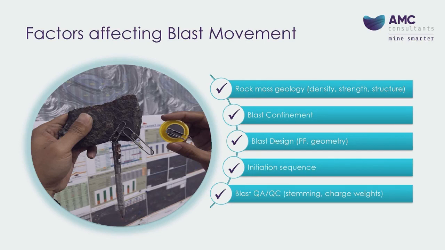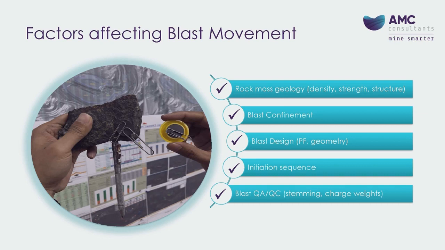So what are the factors affecting blast movement? There are many factors, starting with the rock mass itself. So the strength of the rock mass, the density of the rock mass, the structure. So you can imagine a rock mass predominantly made up of clays or sand material is going to move very differently to a hard homogeneous rock mass of, say, granite or diorite. Blast confinement conditions, so whether the blast is free-faced or choked. Blast design, so factors such as the powder factor, the geometry of the blast, so how big the blast is, will affect the blast movement. The initiation sequence, so whether it's designed to fire along the echelon or if it's fired with a free face, with a choke blast or a V initiation, will all affect the blast movement.